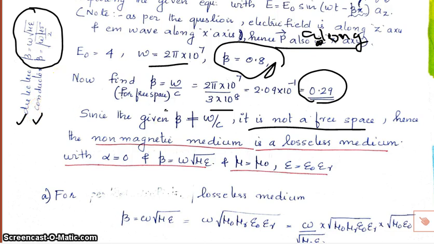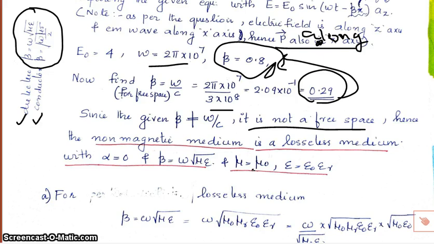So what we can do is find the beta for free space. We found that this beta is not equal to this beta, so again we have to say that it is not free space. Since it is not free space, we have to conclude that it is a lossless medium whose attenuation alpha is equal to 0 and beta is equal to omega root mu epsilon.